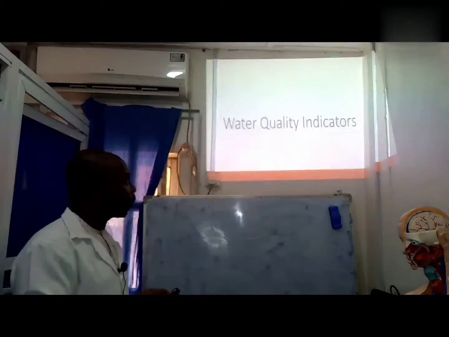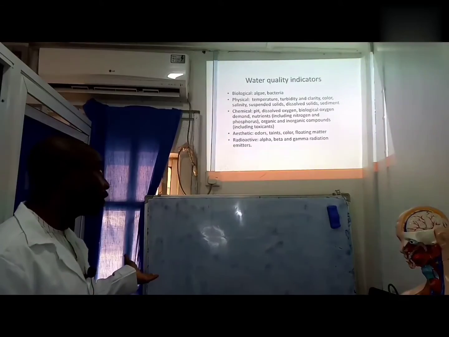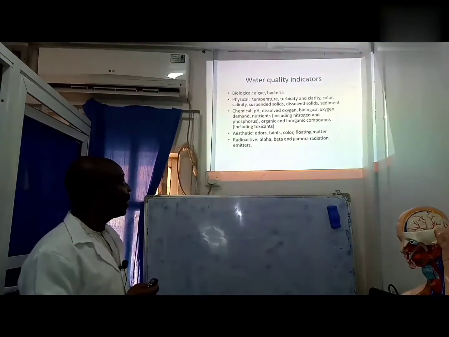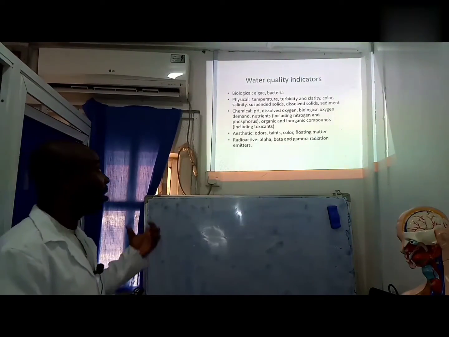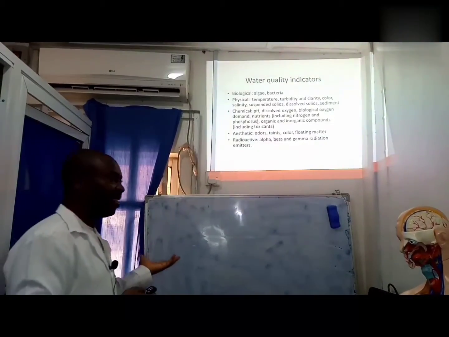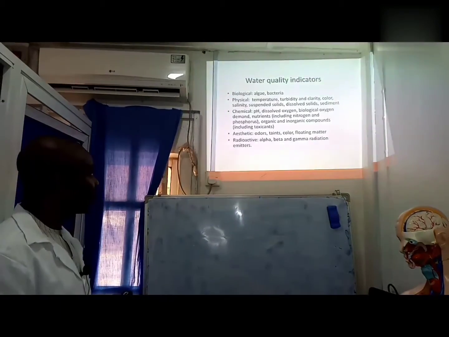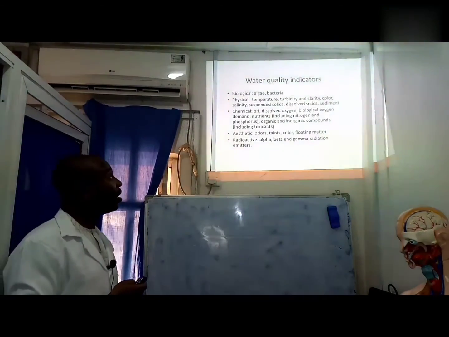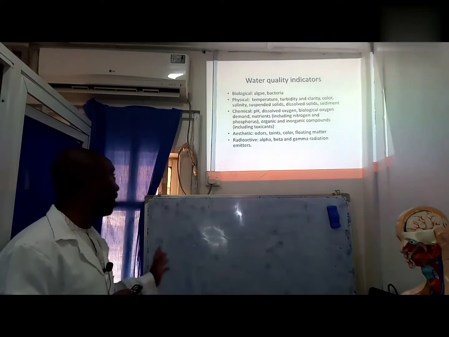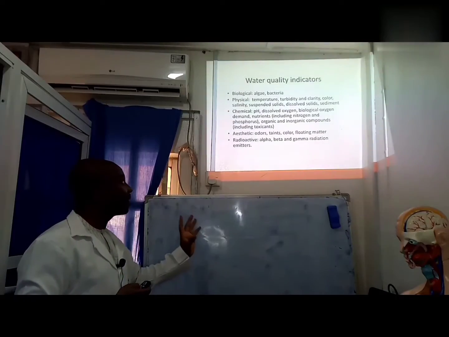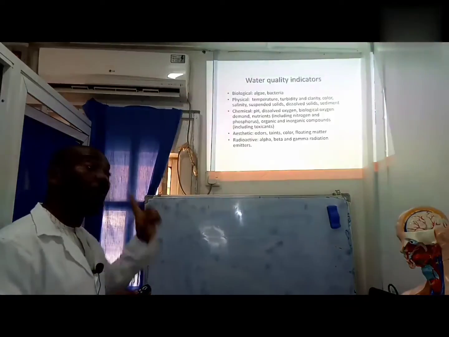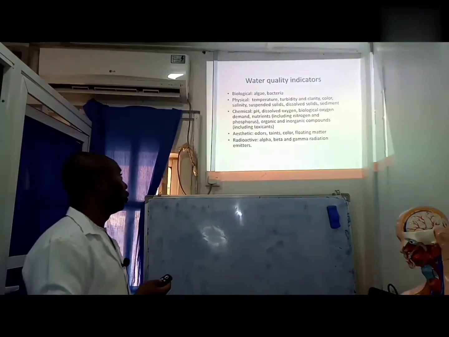So, water quality indicators. What are water quality indicators? Biological: do we have algae, bacteria in that water? Then physical indicators: the temperature of the water, the turbidity, clarity, color, salinity, suspended solids, etc. Then chemical indicators: the pH of the water, the dissolved oxygen, biological oxygen demand, nutrients including nitrogen and phosphorus, organic and inorganic compounds, including toxicants. If all of these are present, then we're going to raise an eyebrow, so to say.